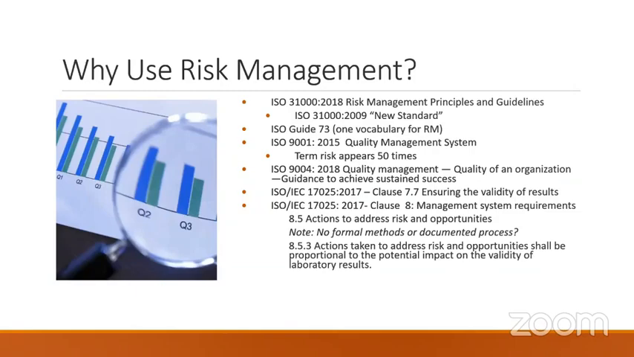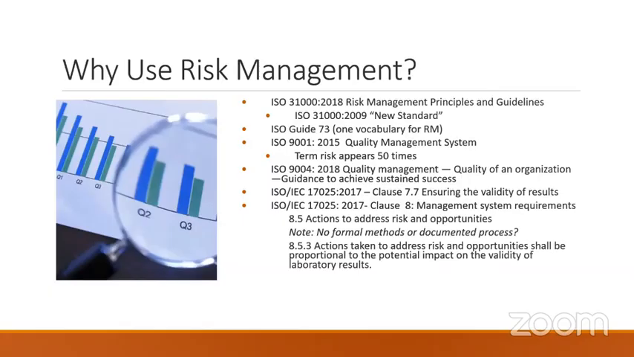So in 2009 ISO Guide 73 was issued, which created that one vocabulary for risk management. So it was a way for ISO to begin providing uniformity throughout all of the industries with regard to risk management. Now, ISO 9001 is one that's very familiar to us. A lot of the verbiage that's in the quality management system of 9001 is included in 17025. And you can see that the term appears 50 times. Once again, ISO began to emphasize the importance of risk management and risk-based thinking in all aspects and all standards that they were utilizing.